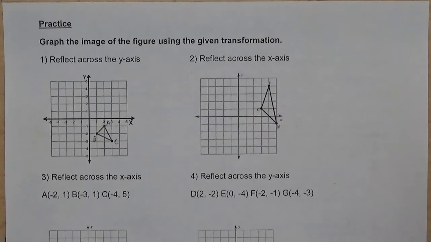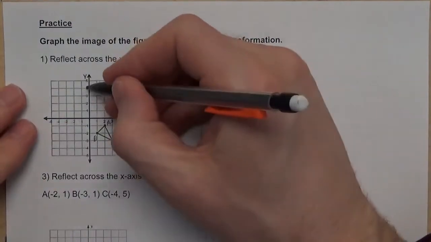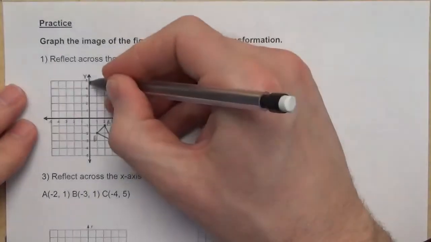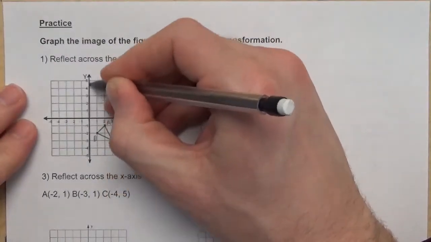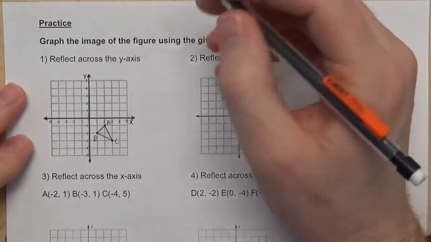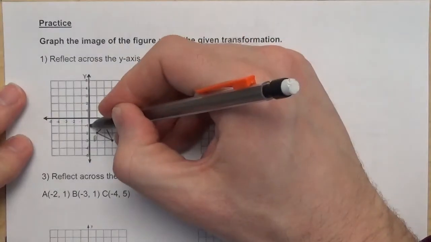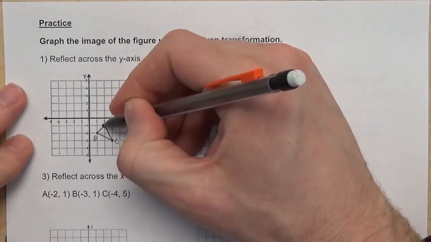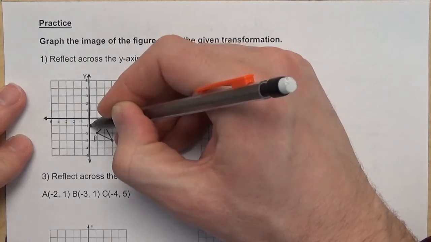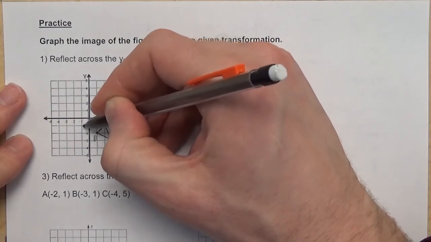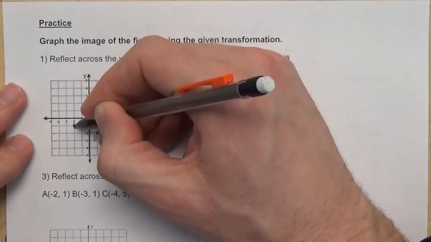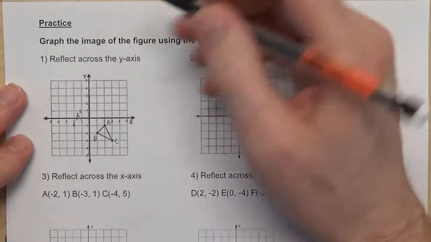We're reflecting across the y-axis, so it's really important you pay attention to which one we're flipping over. It's usually either going to be the x-axis or the y-axis. We're reflecting across the y-axis right here. And so we're just going to take 1 point at a time. If A is 2 units away this direction and we're reflecting over the y-axis, A prime will be 2 units this way. So put a point there, label that A prime.